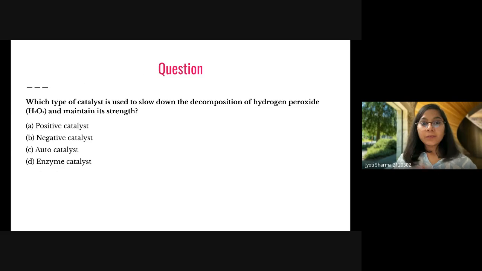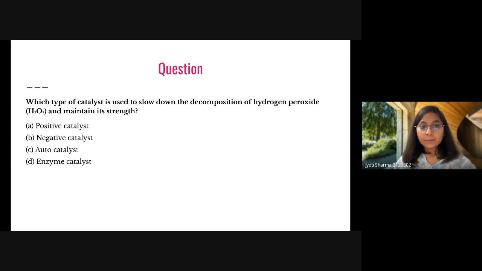Next, coming to another question, and this is based on the catalyst. What type of catalyst is used to slow down the decomposition of hydrogen peroxide and maintain its strength? We have four options: positive catalyst, negative catalyst, auto catalyst, and enzyme catalyst. So what do you think? What should be the right answer for this? You can write in the chat box or speak.